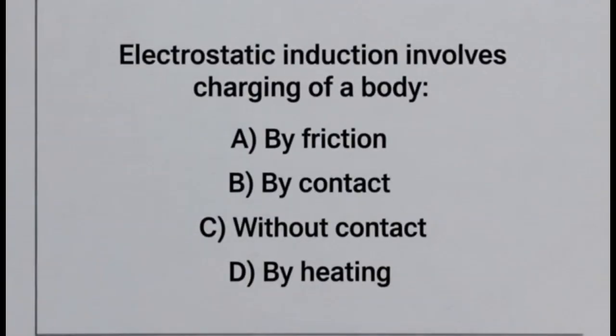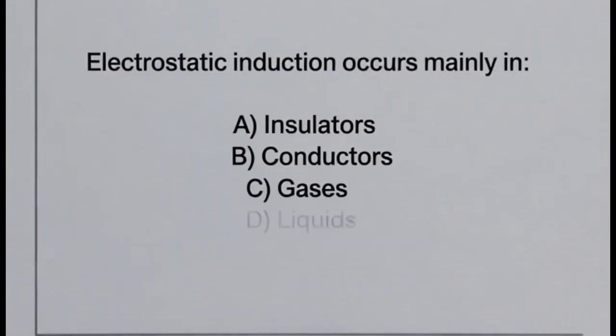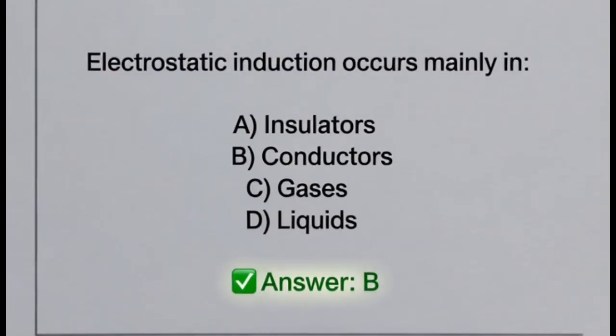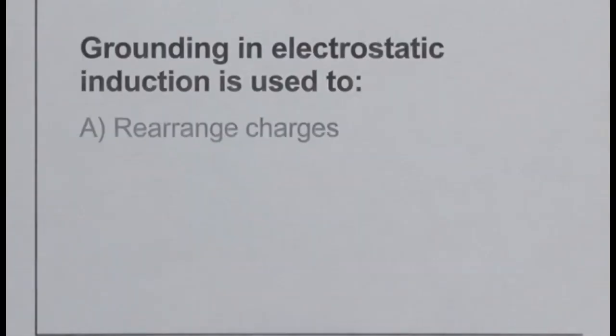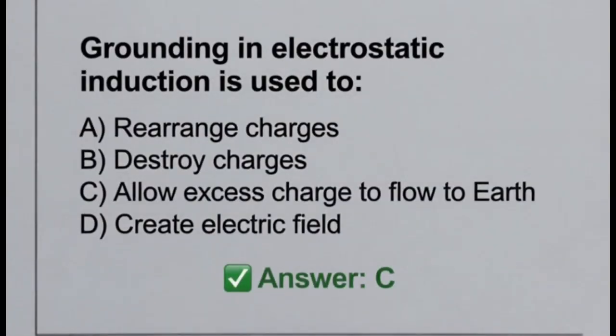Electrostatic induction involves charging of a body without contact. Electrostatic induction occurs mainly in B. Conductors, B. Grounding in electrostatic induction is used to allow excess charge to flow to Earth.